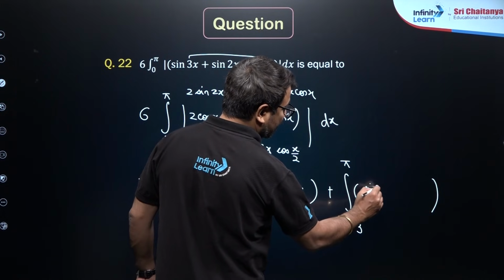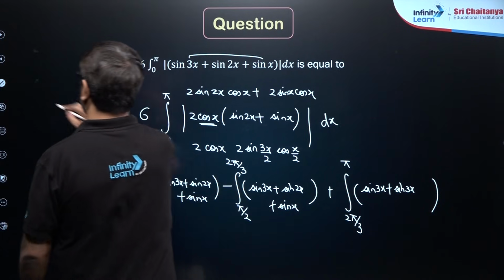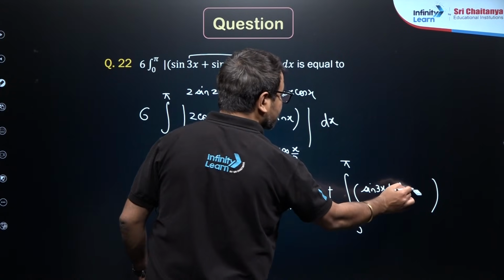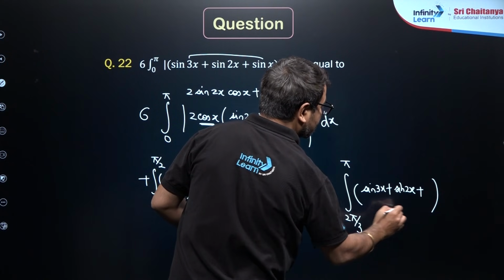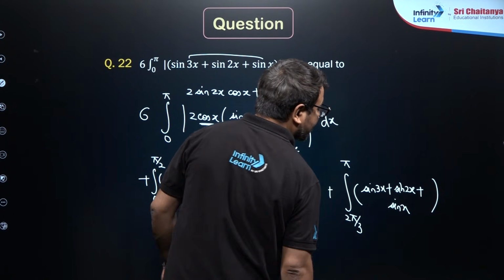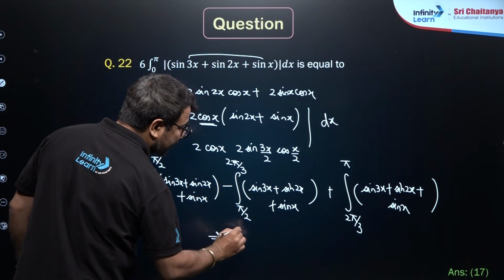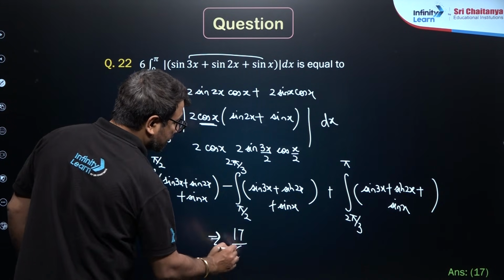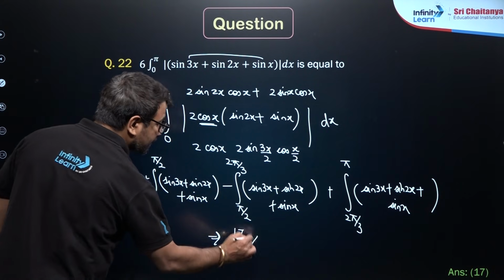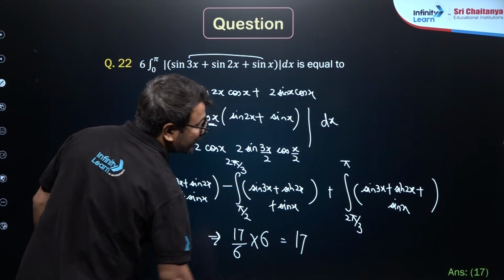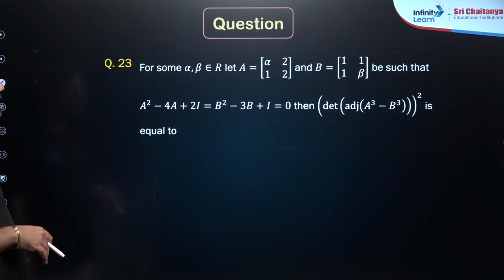Here also you integrate them individually, sine 3x plus sine 2x plus sine x. And then, my dear students, you add these results. So you will be able to get the result, that is 17 over 6. But they ask you to multiply it by 6. If you multiply this by 6, you will have a value 17. So 17 is the answer to this question. I hope you are able to understand this.